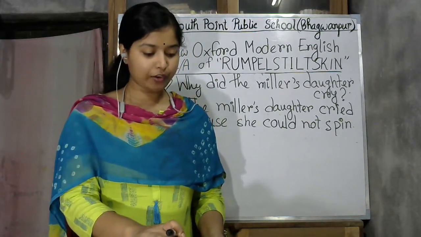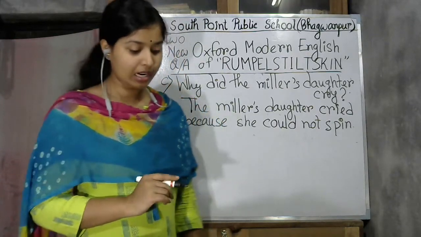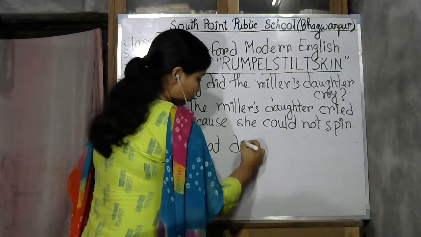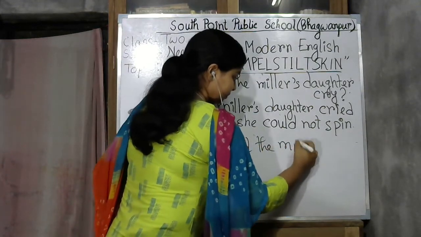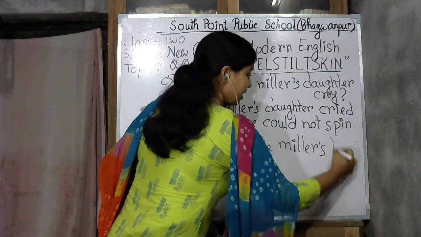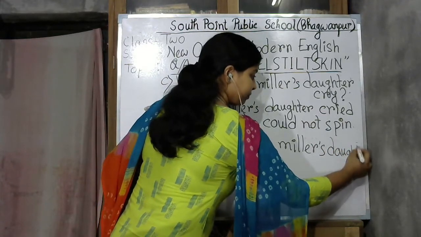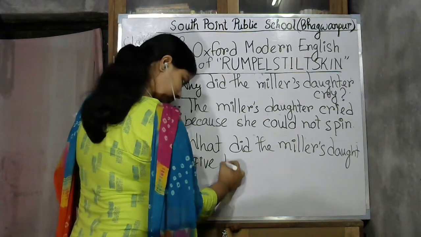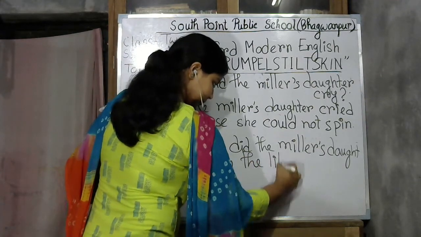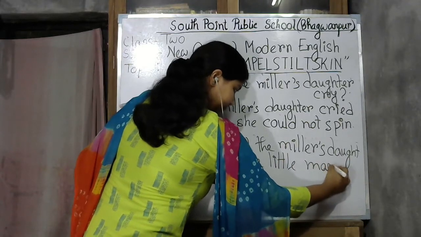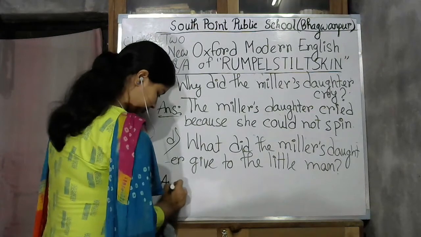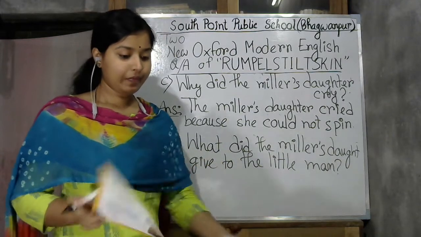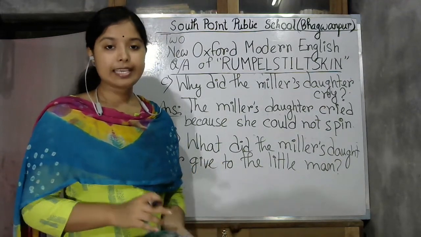What did the miller's daughter give to the little man? Okay. What did the miller's daughter give to the little man? At first, what did she give? She gave him the necklace. Right? She gave him the necklace.